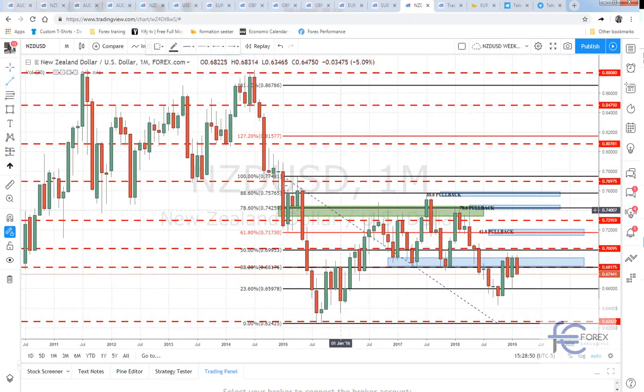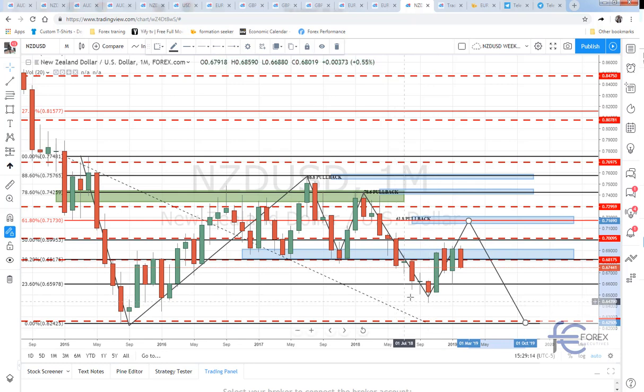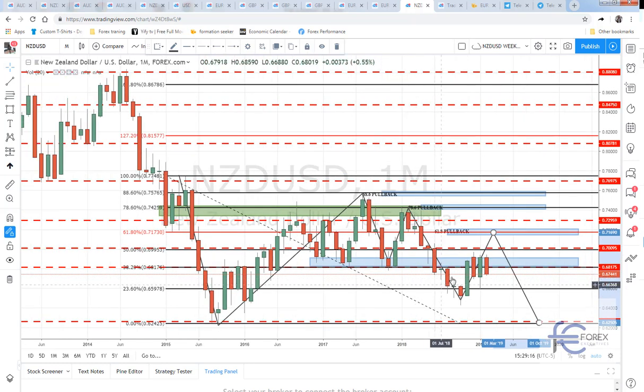If you take a look right here, the market came down, pushed up to the 88.6 and then came down, pushed up to the 78.6 and then came down, right? Because of this big bullish candle that we had last month, I was expecting a push to the 61.8 before continuing our overall trend. That's what I was expecting, and that may still happen. We're not 100% sure, but that's just to give you an idea.